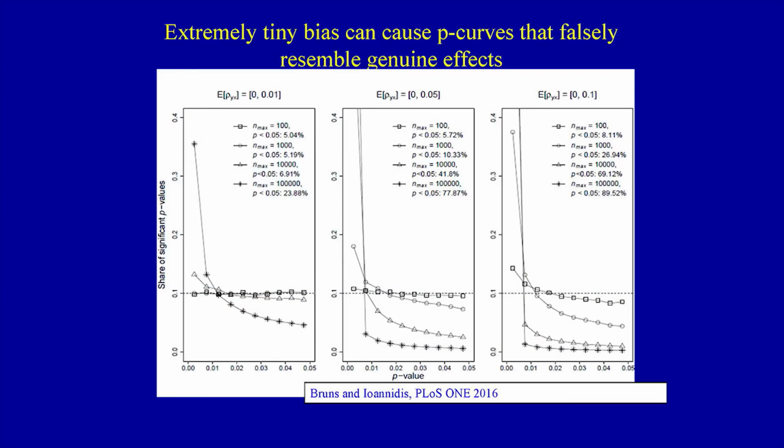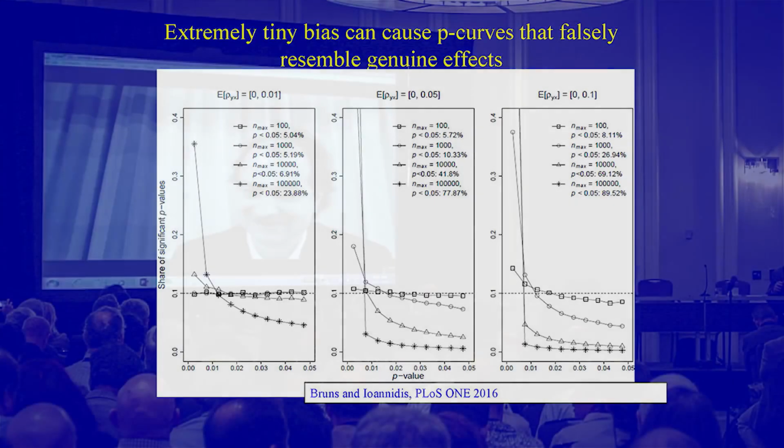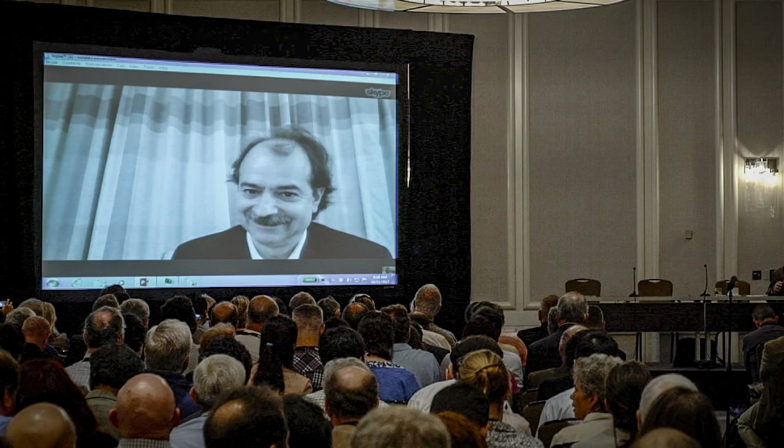And this is some simulations that we have run. I've run them with Stefan Bruns from Kassel when he visited Stanford, modeling extremely small amounts of bias, the maximum being less than what is considered a small effect, so 0.1 on a standardized scale, and many of these simulations use 1/10 of that. And even with 1/10 of half of a small effect being due to omitted variable bias, you would still expect to see some p-curves that falsely resemble genuine effects in an observational setting.